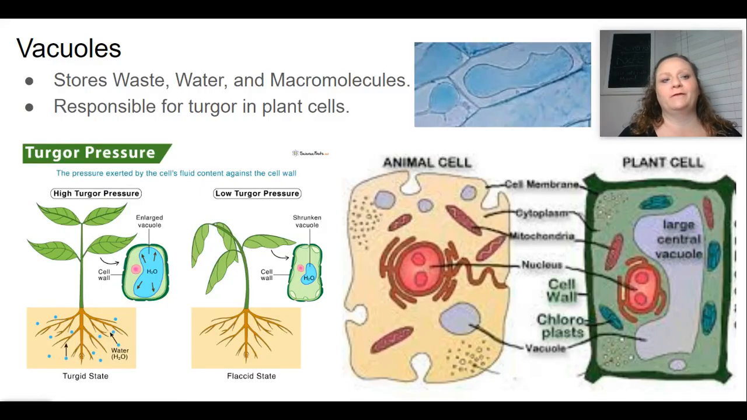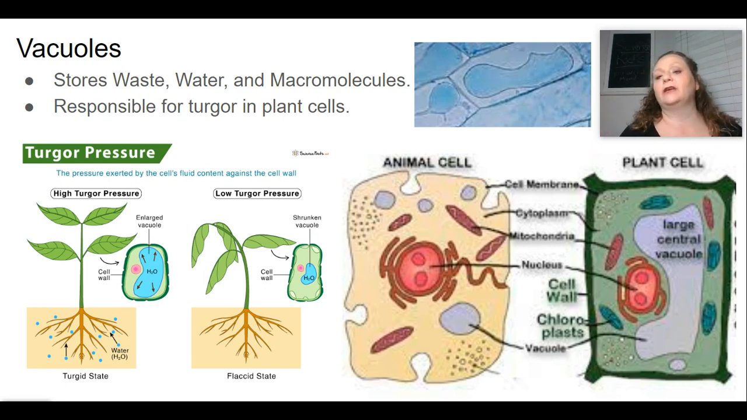Vacuoles are another one of those really versatile organelles. They can store waste until you get rid of it. They store water, and they can actually store macromolecules, such as food. So we often think of vacuoles as storing food, water, and waste. Usually not all together. In animal cells, vacuoles tend to be numerous and small. Lots of vacuoles, tiny vacuoles, and they store individual components. In the plant cell, it's large.